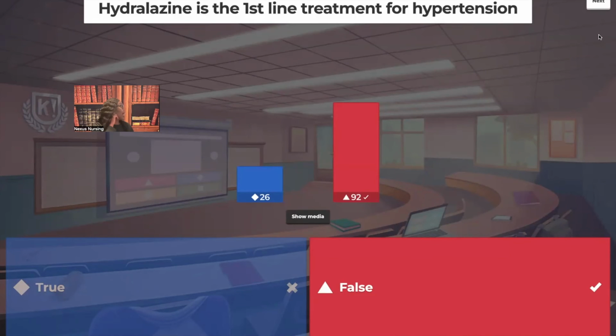You need to know those adverse effects for hydralazine. What the first line treatment is depends. It depends on your race. It depends on if you're a diabetic. It depends on if you have kidney issues. It depends.